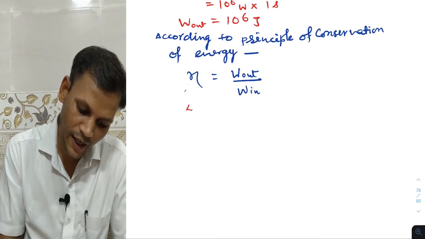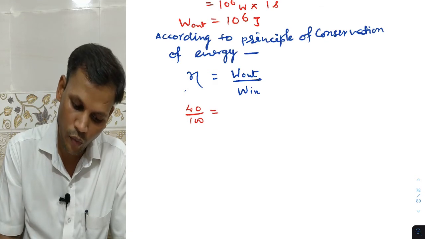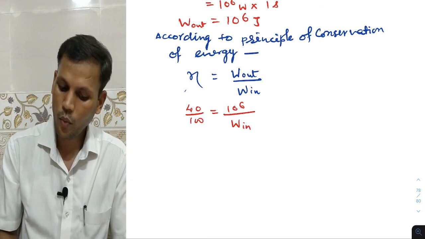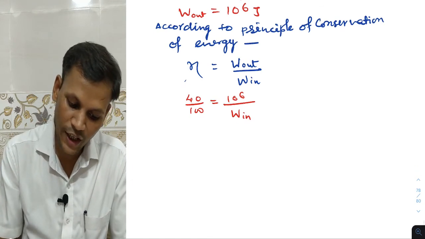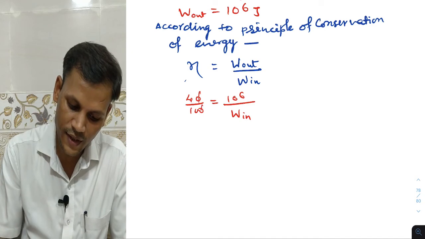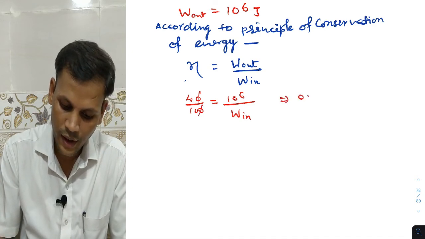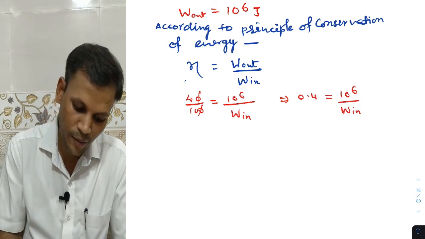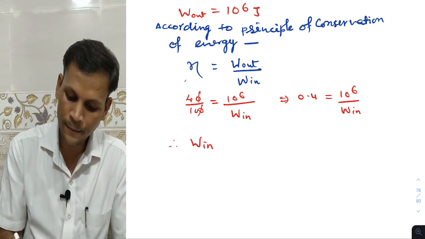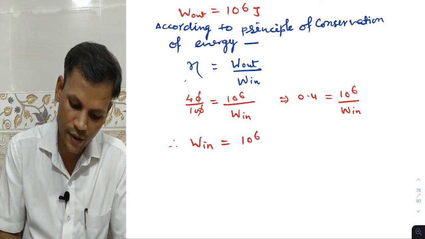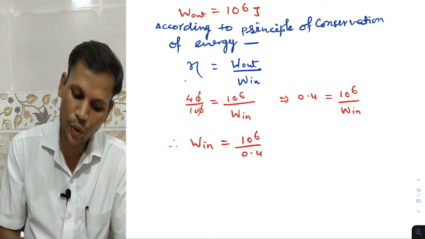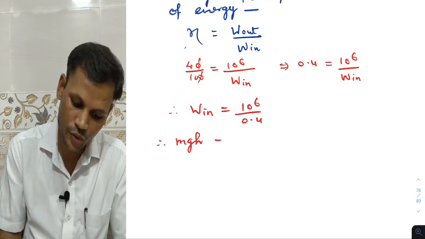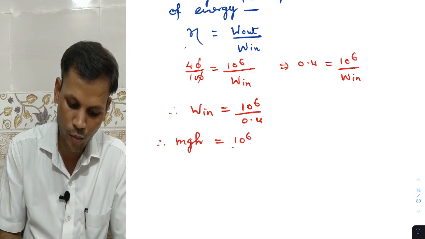So 40 by 100 is equals to work output, 10 raised to 6, upon work input. So we can find out the work input from here. This 0 cancels. So you are getting 0.4 is equals to 10 raised to 6 upon work input. So work input will be 10 raised to 6 by 0.4. And this work input is equals to mgh. So mgh is equals to 10 raised to 6 by 0.4.